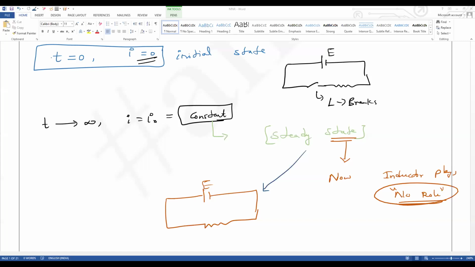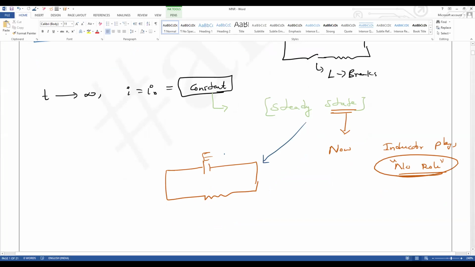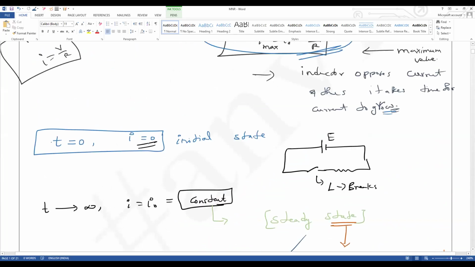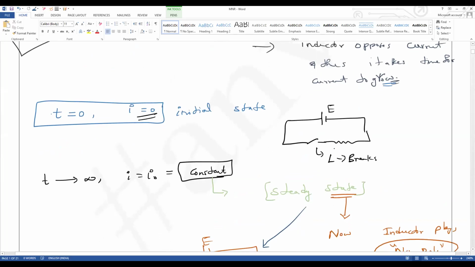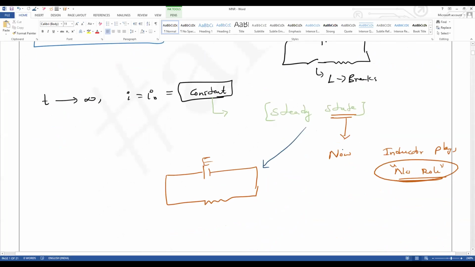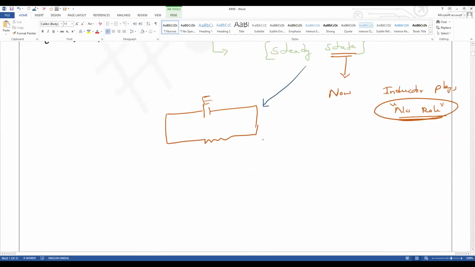So when there is a maximum current, once the circuit reaches the maximum, there is no role of the inductor. It behaves like a plain wire. When t equals 0 also, the inductor behaves like a break, because current is 0. There is no use of the inductor there either. I equals 0 when t equals 0. When t equals infinity, I becomes maximum, means constant, steady state. In this case, the circuit feels like there is no inductor. There is no role of the inductor by that time.